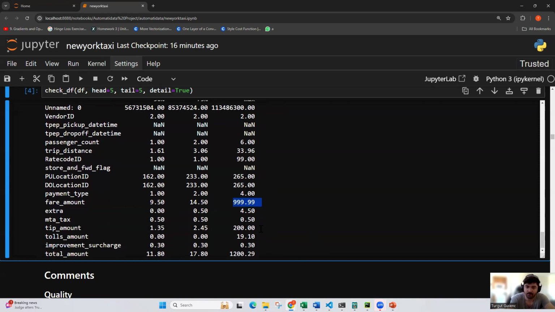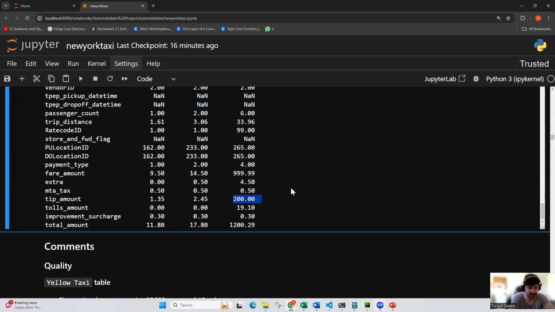So we will understand by looking at, for example, tip amount, 200. It is possible somebody just gave 200. And total amount, as I said, is the same because we are just looking at the amount, and this will affect the other one as well.